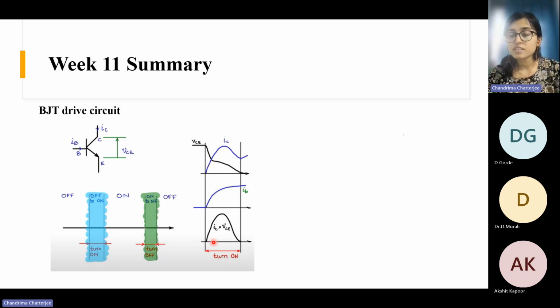Now the point is you need to minimize this loss, because if this loss is large and your switching frequency is a few kilohertz, like 20 kilohertz, 30 kilohertz, or 50 kilohertz, or even more than that, then you can understand how much loss you will have to incur. So the lesser this loss, the better will be your efficiency and your thermal management.